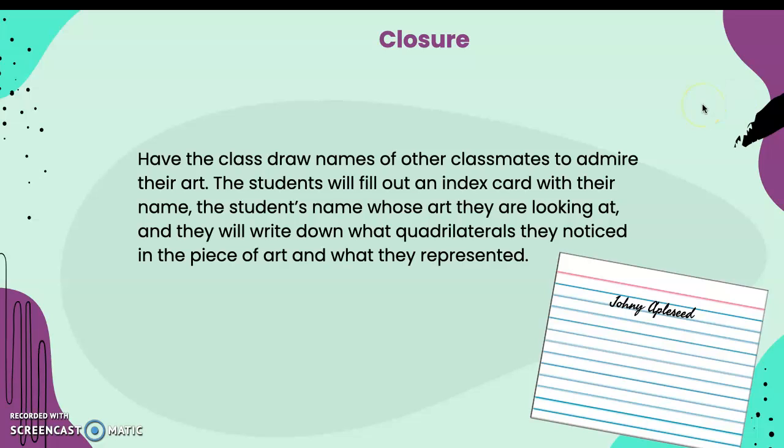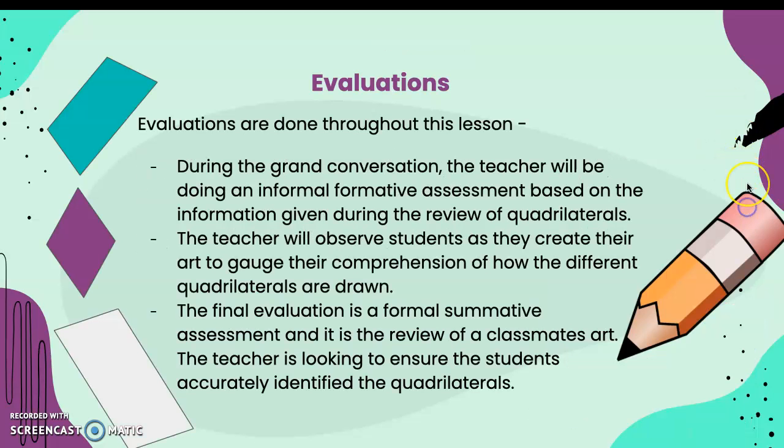And then for the closure, the class is going to draw names. This can be if you already have them like in a tub, or if you guys use student sticks. Like I know they use that for like PAX leaders and stuff. They'll draw names of their classmate, and this is where you'll give them an index card. On that index card, they're going to write their name, and then they're going to write the name of the student whose art they're going to be admiring. And while they're looking at it, they're just going to jot down some quadrilaterals that they notice and what they're representing in the art, and then they're going to turn this in to the teacher.